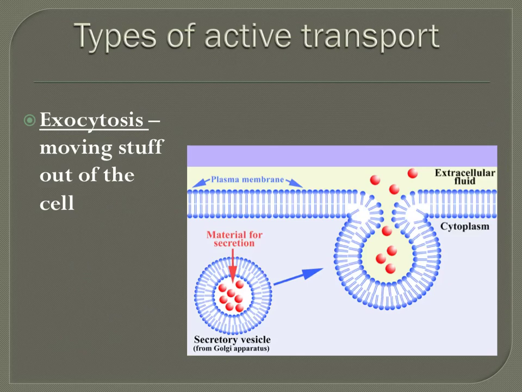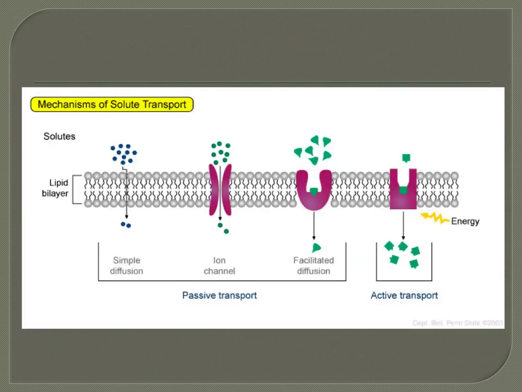The release of neurotransmitters, or chemical messengers in the brain, using this process allows neurons, or brain cells, to communicate with one another. That is the end of this video summarizing different forms of cell transport.